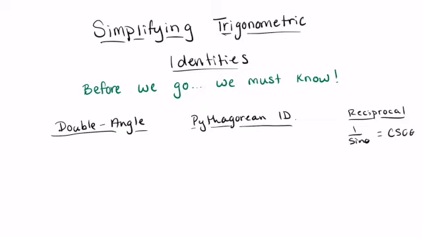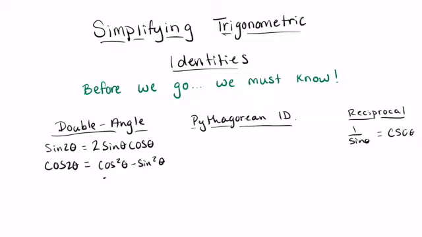So remember that my double angle for sine is going to be 2 sine of theta cosine theta. And then the cosine double angle has quite a few different ones. We have cosine squared theta minus sine squared theta. We have 2 cosine squared of theta minus 1. And we have 1 minus 2 sine squared of theta.